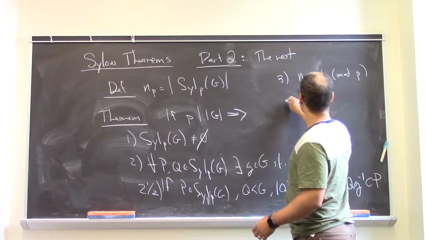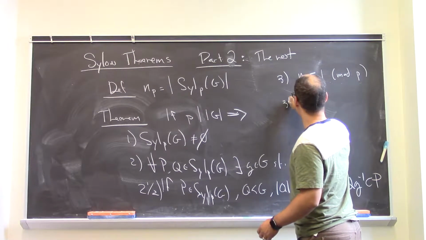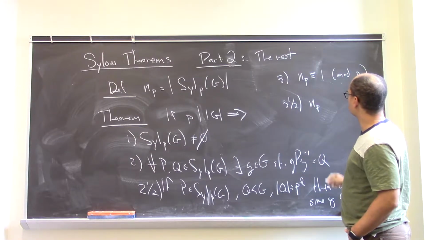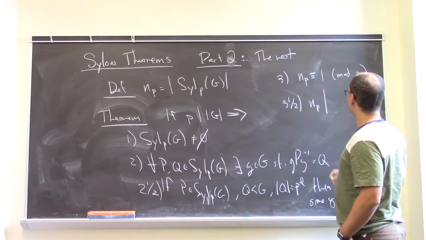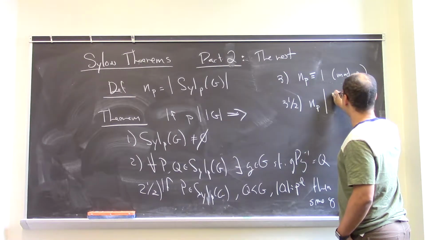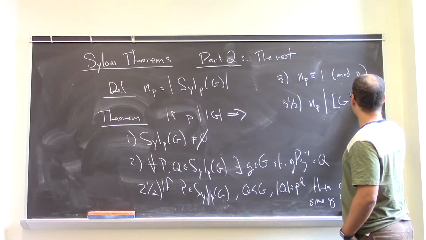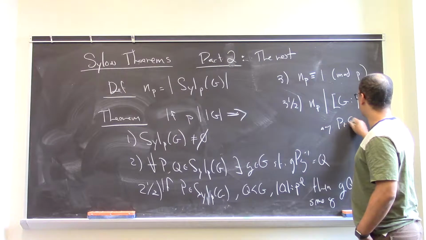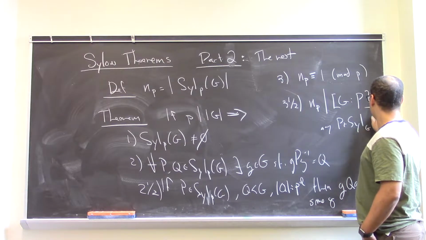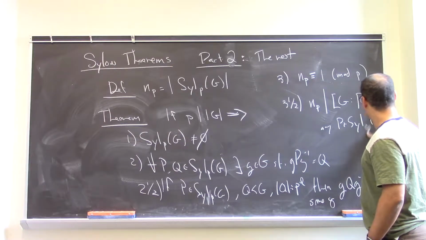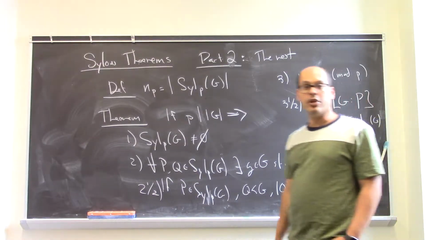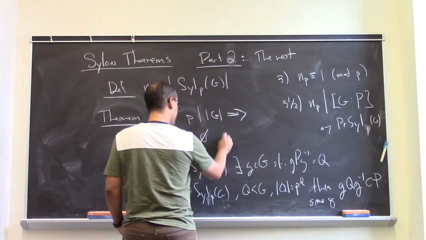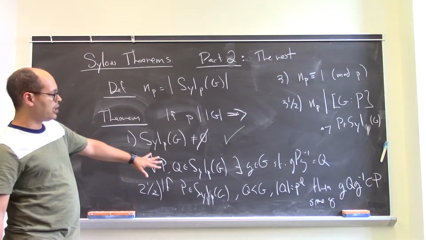And let's say the other part of this, maybe I'll call this 3.5, is that the number of P Sylow subgroups has to divide the index of any of the P Sylow subgroups. So it divides the index in G of P for any P Sylow subgroup of G. Okay, so there's a lot of parts to this. Part number 1 is what we've already shown, but all these other ones are what we have to do next.